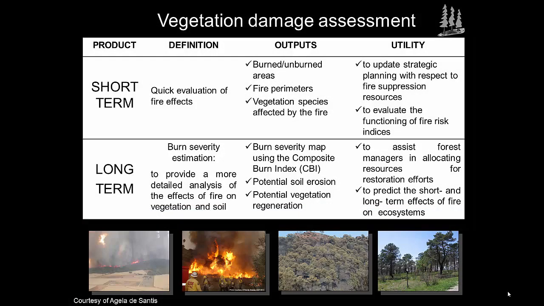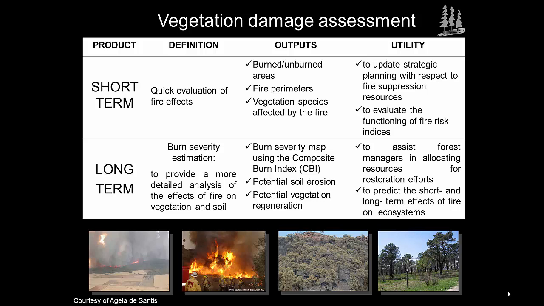The vegetation damage assessment can be done in the short term, where a quick evaluation of fire effects is made. We look at things like burned and unburned areas, fire perimeters, and vegetation species affected by the fire. This is useful to update strategic planning with respect to fire suppression resources, and also to evaluate the functioning of fire risk indices.